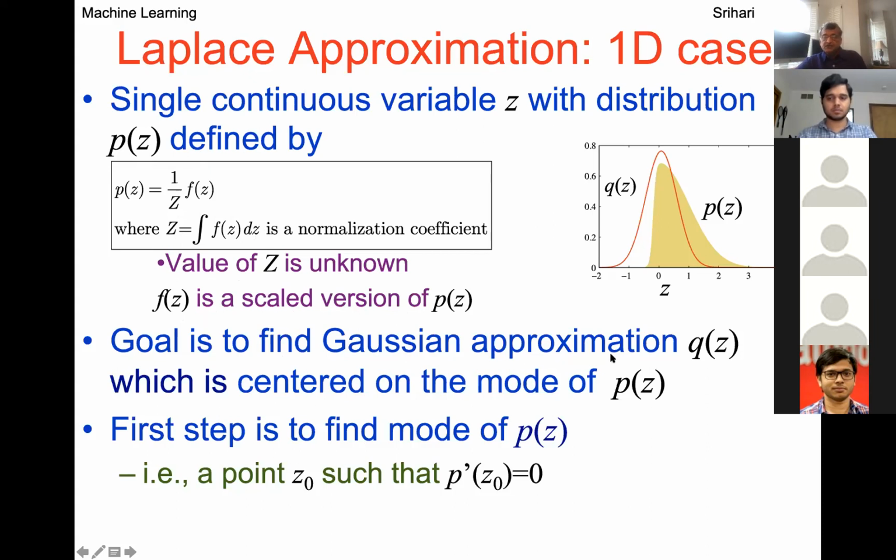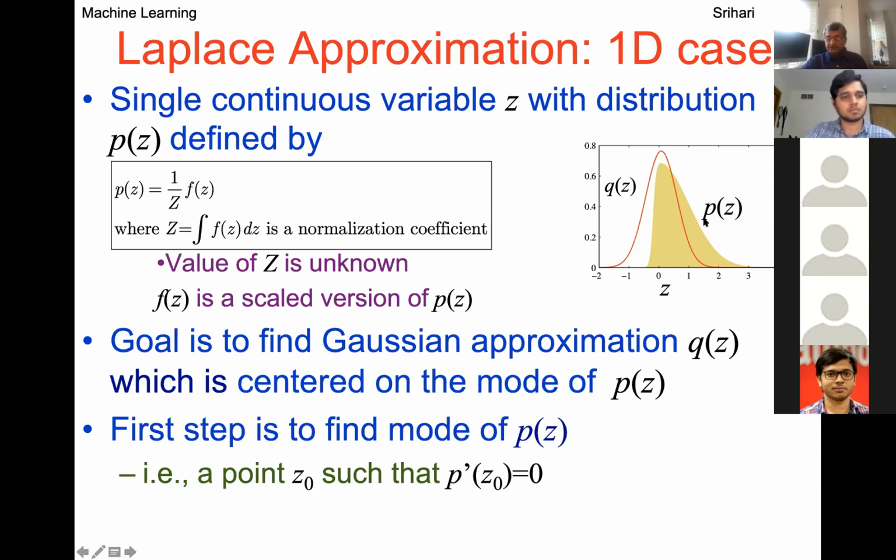The goal is to find a Gaussian approximation Q of Z, which is centered on the mode of P of Z. First step is to find the mode of P of Z. That is a point Z naught such that P prime of Z naught equals 0. Oh, that's interesting. It says, if you're trying to find a mode, note that at the mode, the derivative of P is going to be equal to 0. We know that from basic calculus that at a maximum, the derivative of the function is going to be equal to 0.